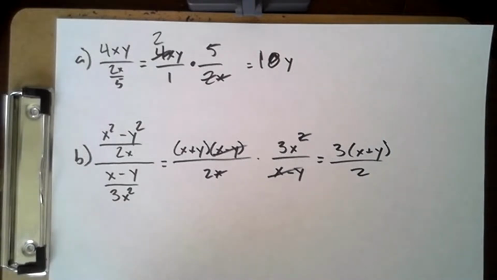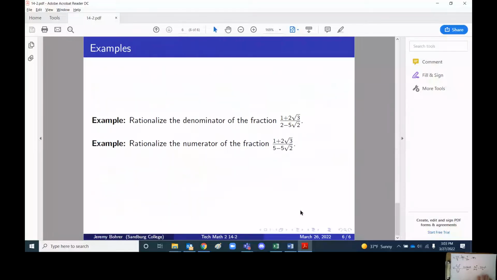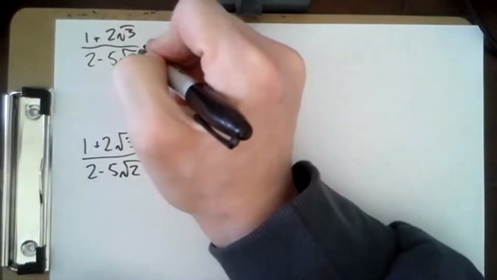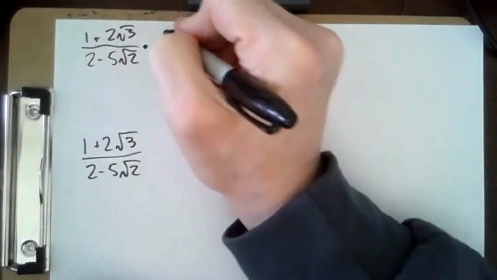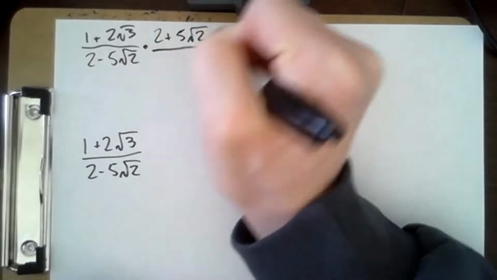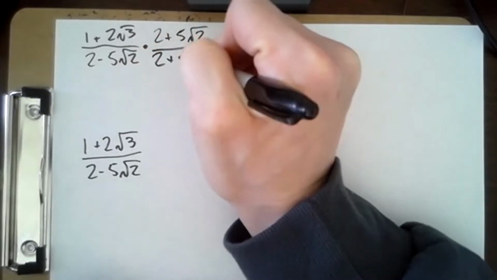Finally, we're asked to rationalize the denominator of 1 plus 2 times the square root of 3 divided by 2 minus 5 times the square root of 2, and rationalize the numerator of the same fraction. So to rationalize the denominator, we multiply the numerator and the denominator by the conjugate of the denominator. So that's going to be 2 plus 5 times the square root of 2 over 2 plus 5 times the square root of 2.